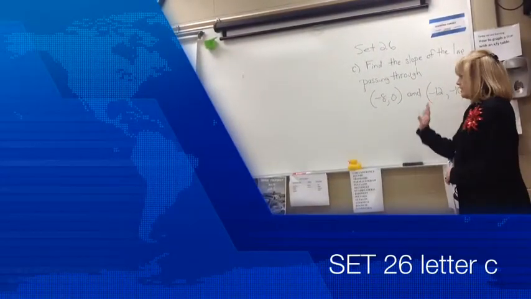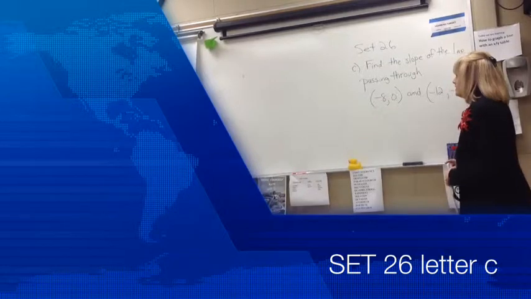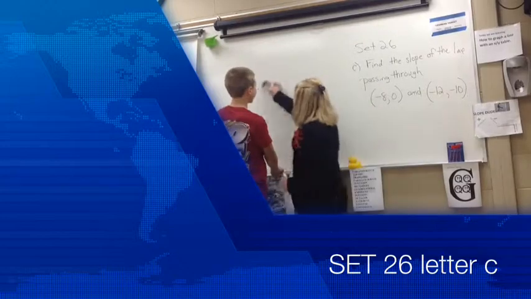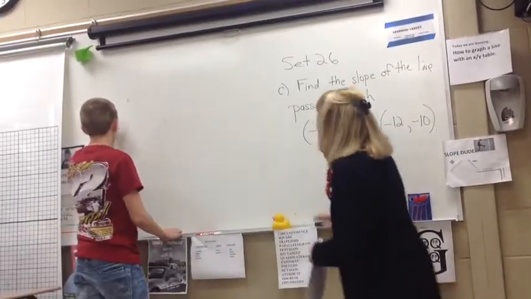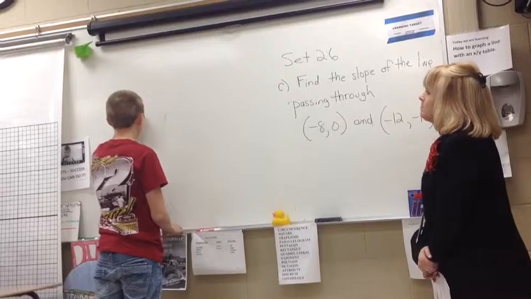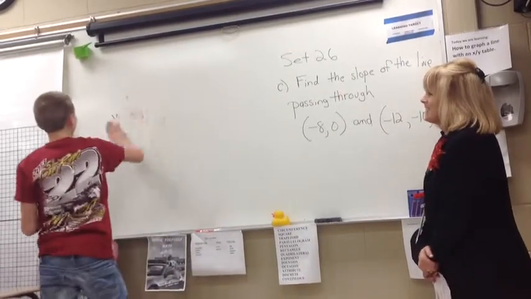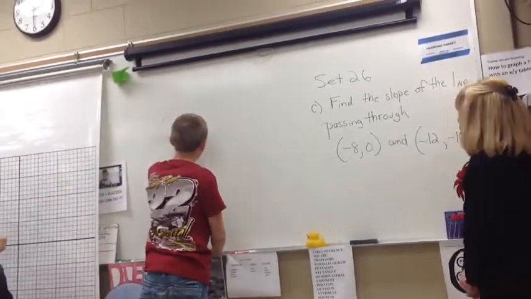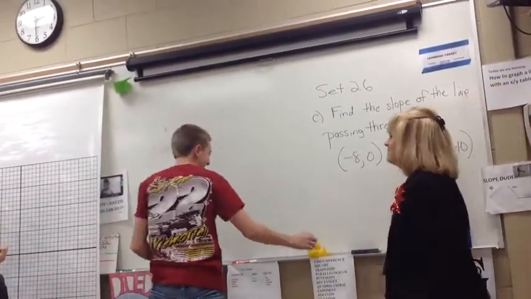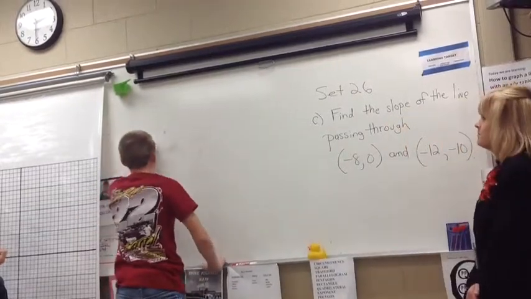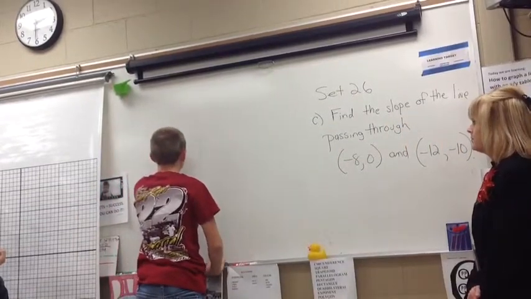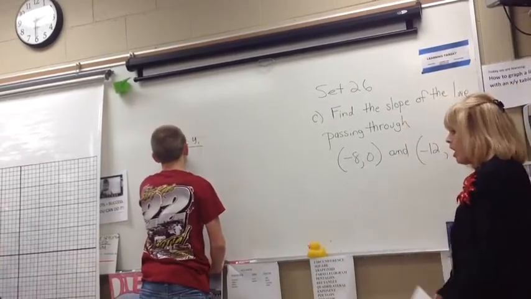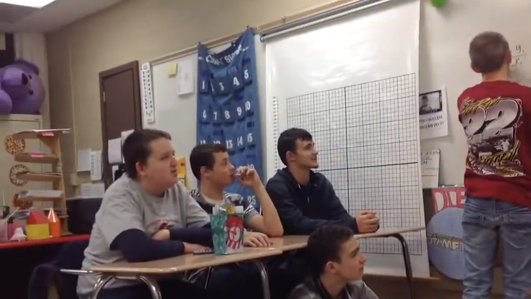Number 10. So this is how you do it. Write the slope formula. Start over to the left a little bit more, because you want to have room to put your work. It's y2 minus y1 over x2 minus x1.